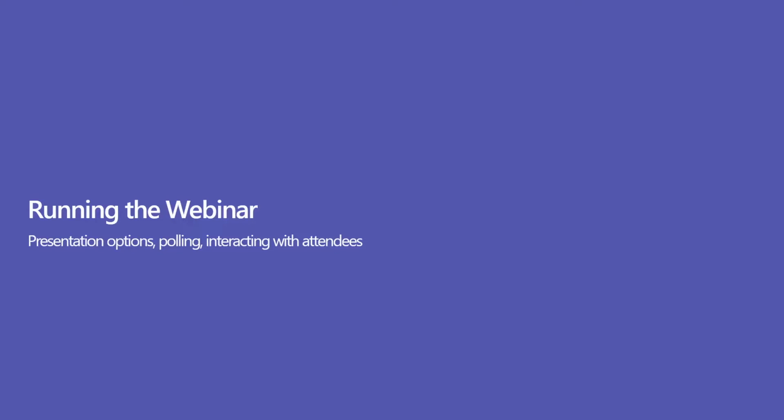Now that we know how to set up the webinar, let's look at how we can run the webinar so that we can drive the most engagement with our attendees. Let's look at some presentation options, polling, and how we can interact with our attendees to make sure that they're staying focused and engaged with our session.